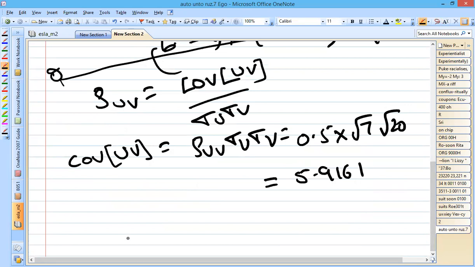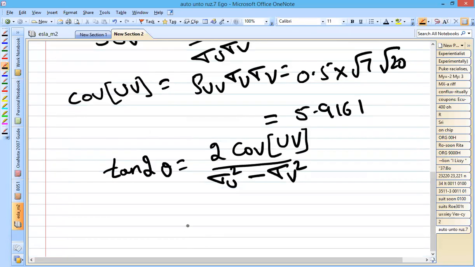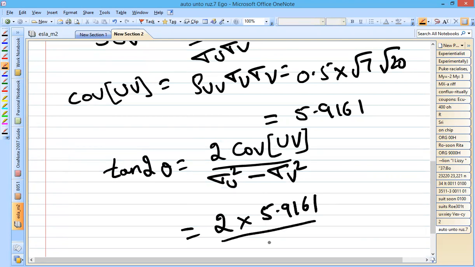And as we are asked to calculate an angle theta for uncorrelated random variables x and y, here we have derived the equation for theta in terms of tan. So here we had the equation tan 2 theta is equal to 2 times covariance of uv divided by sigma u square minus sigma v square. You have to go with the theory part, otherwise you might not remember all these equations. So you might remember this equation, right? Which is equal to 2 into covariance, 5.9161, divided by sigma u square is 7 and sigma v square is minus 20. Simplifying this, what will the answer be?